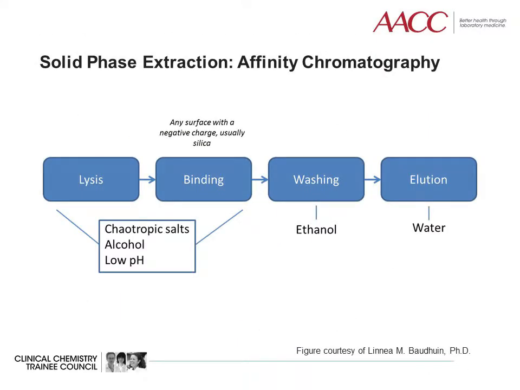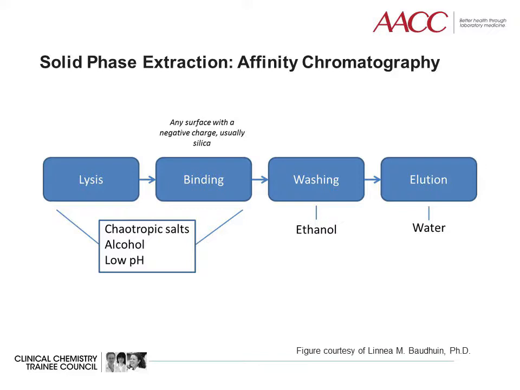Affinity chromatography has four basic steps: lysis, binding, washing, and elution. Similar chemicals, for example, chaotropic salts, can be used for lysis and surface binding. Any binding surface that has a negative charge and nucleic acid binding properties can be utilized. The most common binding surface utilized with this method is silica. Hydrogen bonding allows for the linear nucleic acids to bind lengthwise to the silica surface.